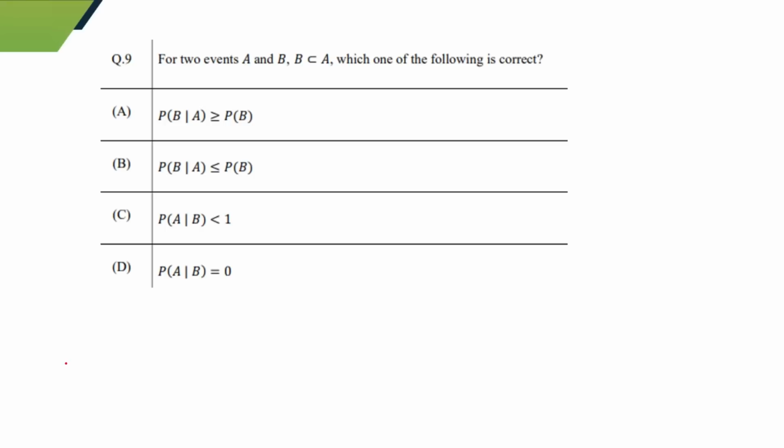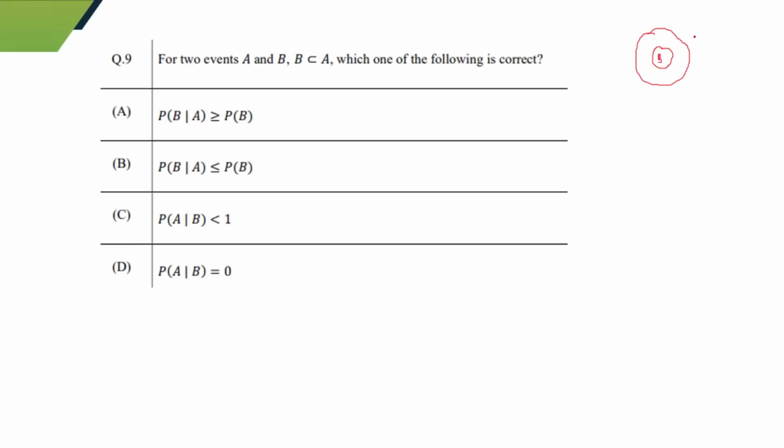So this is the next question. In this question, it says that for two events A and B, B is a subset of A. And then we have to tell which one of the following is correct. I can see that in the options, they are asking about A given B and B given A. So let's see first, if I'm saying that B is a subset of A.